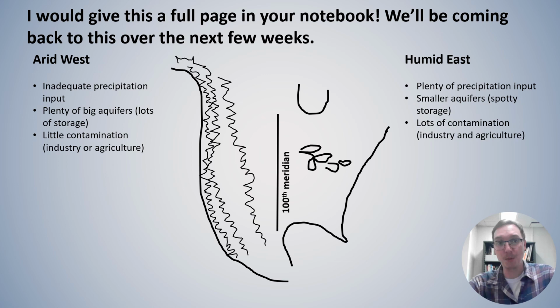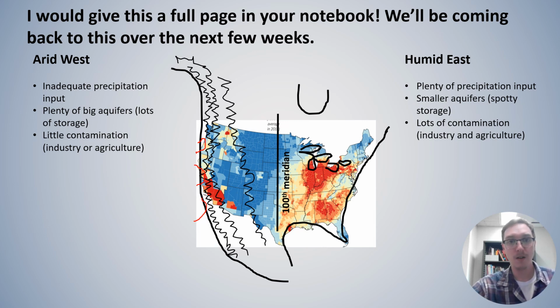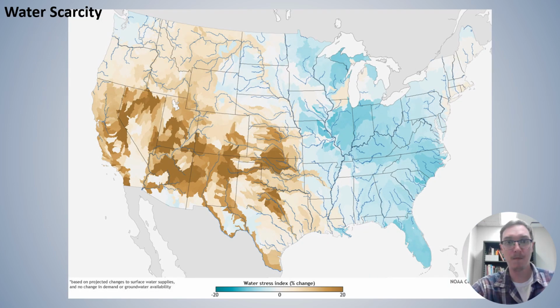So from a pollution perspective, we could say there's little contamination from industry or agriculture out west, although that is increasing in areas like San Francisco and Los Angeles and Seattle and all these other regions. Out east, lots of contamination in the form of industry and agriculture. We can see that there.